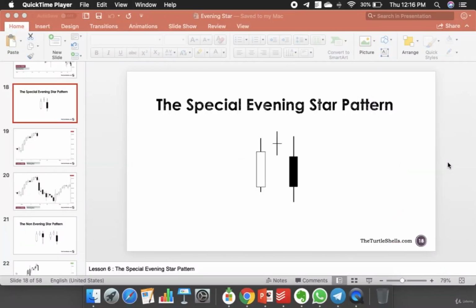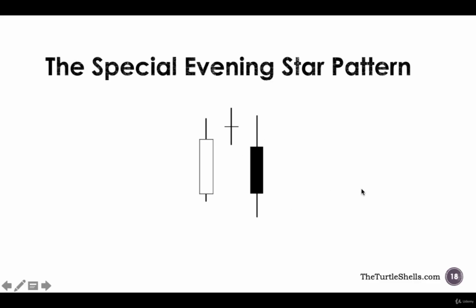Right. Now let us have a look at the special evening star pattern. Just by looking at this pattern, you would understand why I call it special, because the second candle is a doji candle. A doji candle is a candle which does not have any real body. It represents confusion in the market. It represents that the market is in equilibrium. It represents that the power of bulls and the power of bears are the same, and we don't know what is going to happen next. Okay? So that's the special evening star.